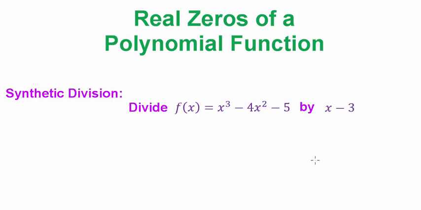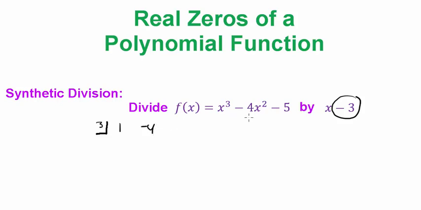So I'm going to take this function x cubed minus 4x squared minus 5 and divide it by x minus 3. Now remember, when we do this, we take this constant and we look at the opposite of that constant, which happens to be positive 3, and then we write down all the coefficients of the function, in this case a polynomial. So 1 would be negative 4.